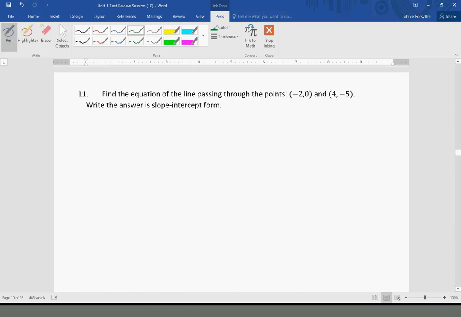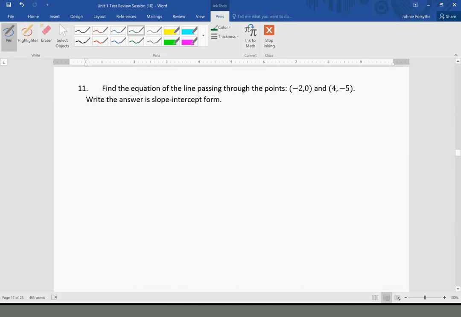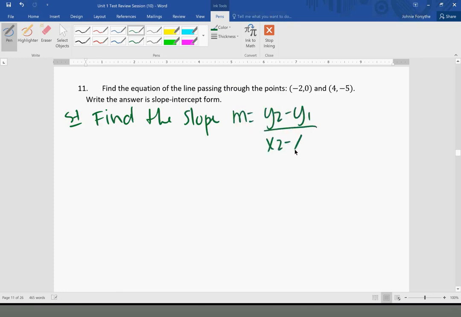Number 11, find the equation of the line passing through the 2 points. So the last problem gave you the slope and a point. Now we just have 2 points. So we need to first get the slope. We know how to find the slope of a line when given 2 points. That's y2 minus y1 divided by x2 minus x1. So in this case, that'll be, let's say, -5 minus 0 over 4 minus -2.